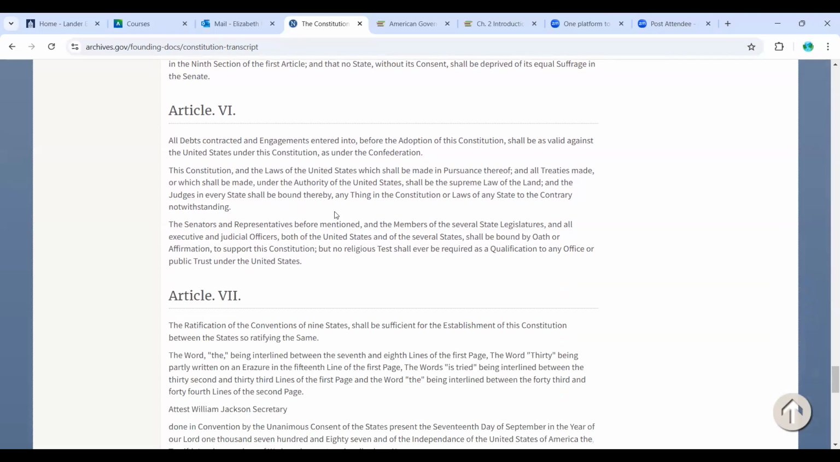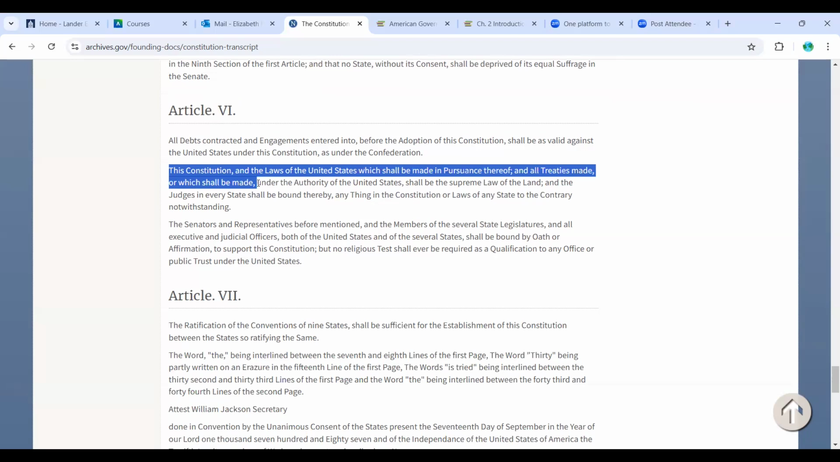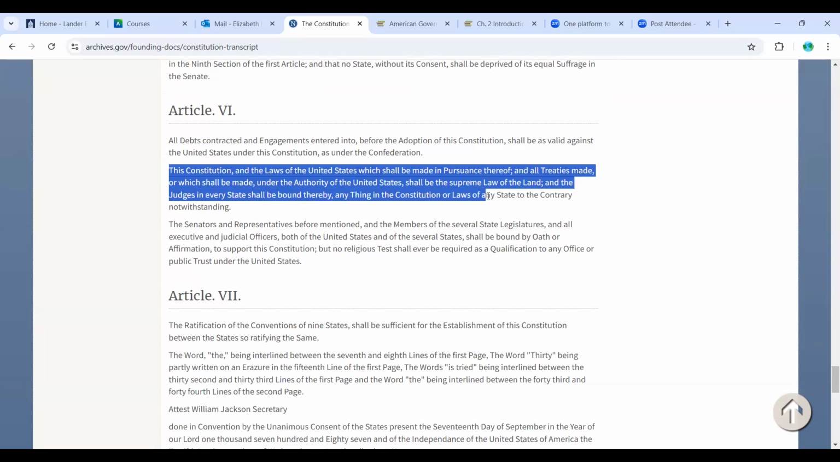Article 6 has two clauses that I'd like to highlight for you. One is the Supremacy Clause. If you're looking for a chapter title, you might call this the Supremacy Clause, but Article 6 has a little bit more to it. I'm going to highlight the Supremacy Clause first. This Constitution and the laws of the United States, which shall be made in pursuance thereof, and all treaties made, or which shall be made, under the authority of the United States, shall be the supreme law of the land. And every judge in every state shall be bound thereby. Anything in the Constitution or laws of any state to the contrary, notwithstanding.